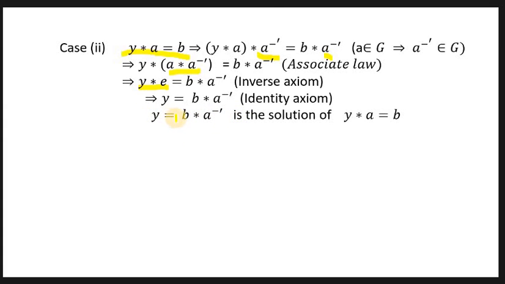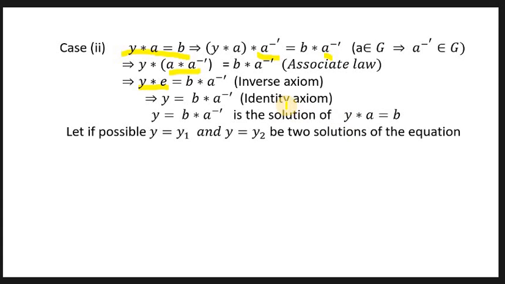Now B star A inverse is the solution of y star A is equal to B. So that is y is equal to B star A inverse is the solution of y star A is equal to B. If possible, let y is equal to y1 and y is equal to y2 be two solutions of this equation, and let us check whether both the solutions are equal or not. Let y is equal to y1 and y is equal to y2 be two solutions of y star A is equal to B.